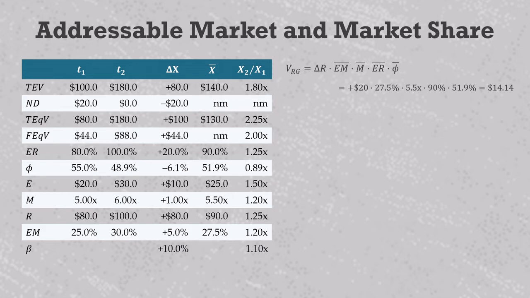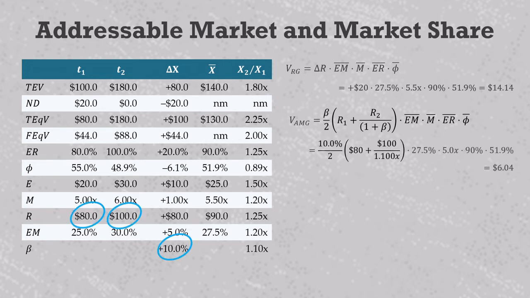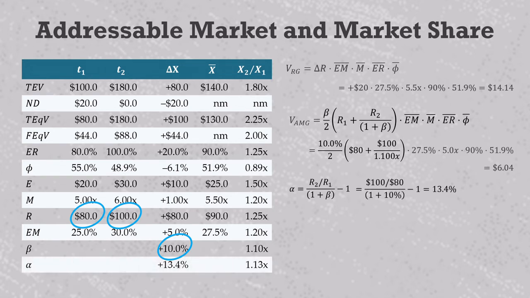Now let's assume that over the whole, the addressable market increases by 10%. This means we have a beta of 10% and an equity return multiplier of 1.10x. We can now calculate addressable market growth: take the R1, R2, and beta from the table, and plug them into the formula to provide addressable market growth of 6.04 million. Next, we calculate alpha. The highlighted numbers give us everything we need. We get an alpha of 13.4% and an equity return multiplier of 1.134x. Here we see that our alpha is bigger than our beta, so we should expect more market share growth than addressable market growth, and that's what happens.